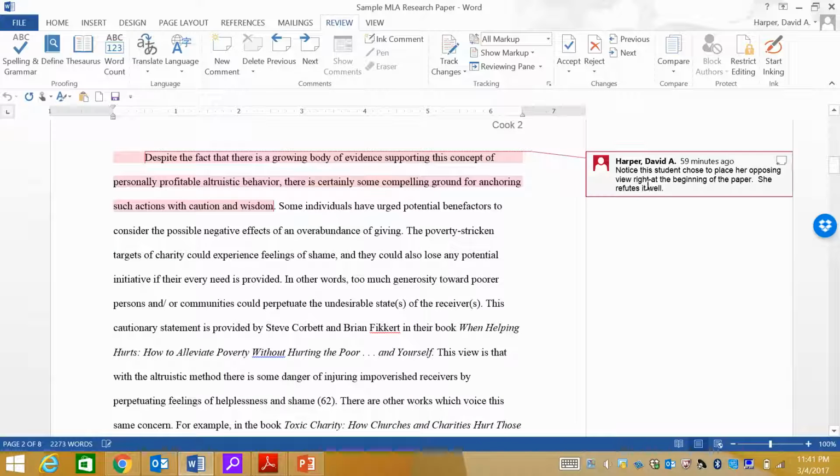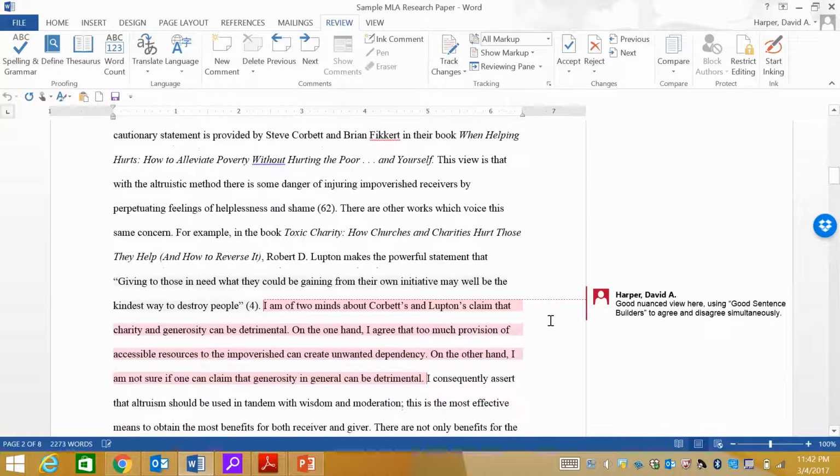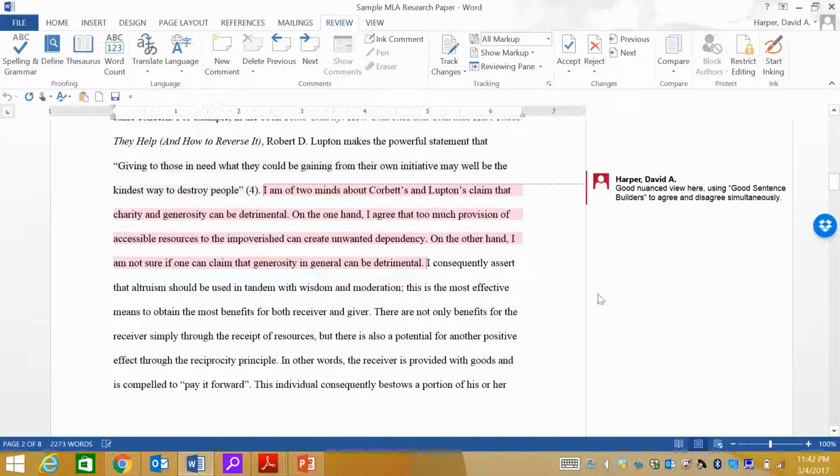Okay. Notice the student includes an opposing view right at the top, or an alternative perspective right at the top of the paper, and then sort of explains how it can be refuted or integrated into her perspective. And then she includes another one at the bottom, you'll see. Okay. She's using good sentence builders here.